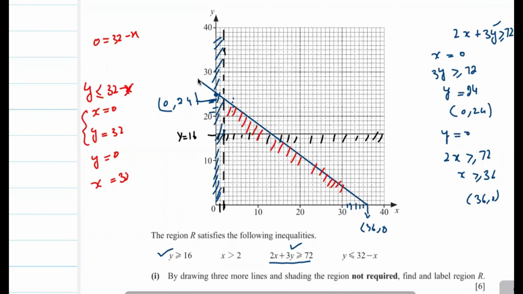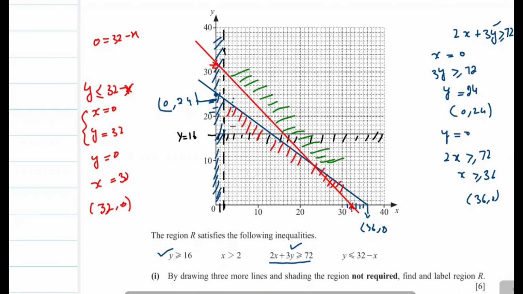Now the first is (0, 32). We mark this point (0, 32): this is 0, and this is 31 and 32. This point is (0, 32). Next is (32, 0). This point is (32, 0). And we join these 2 points and we get the line. Now the unwanted region will be shaded. Y is less than 32 minus x, so it will be the downward region. The unwanted region will be upward. Now we shade the upward region.